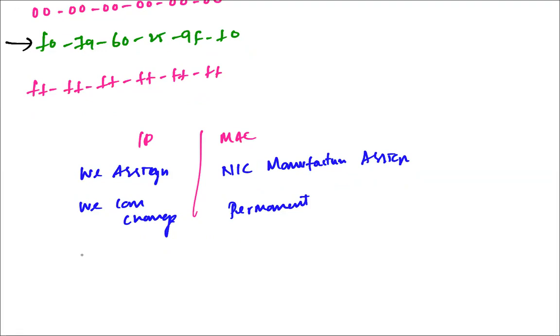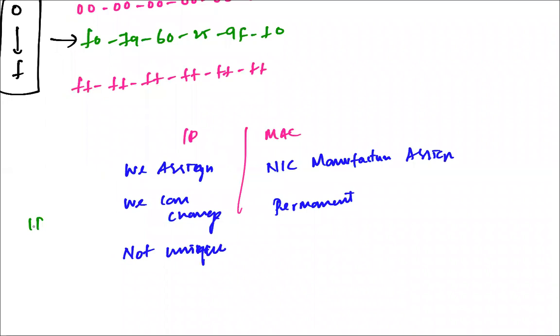And then, IP addresses are not unique. I can have an IP address on my PC like 192.168.1.2. The same IP you can also have at your home for your PC. So IP addresses are not unique, but MAC addresses are unique. That is something you have to understand. So this one is not unique, and this one is unique.